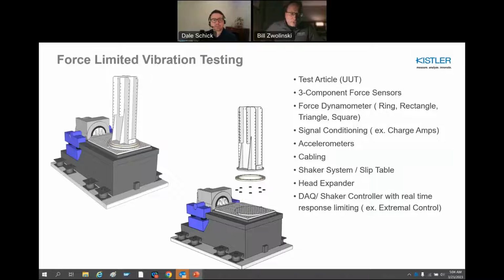This here shows an illustration of how it might look in terms of real operation. You have a slip table, shaker, and a test article, and you see a ring with force sensors underneath. That's just showing how you're instrumenting the fixed base of the payload, and you're trying to detect the fixed base resonances to be able to implement your control algorithm. As you can see, there are many different parts of the implementation, from force sensors to shakers to signal conditioners and so forth.